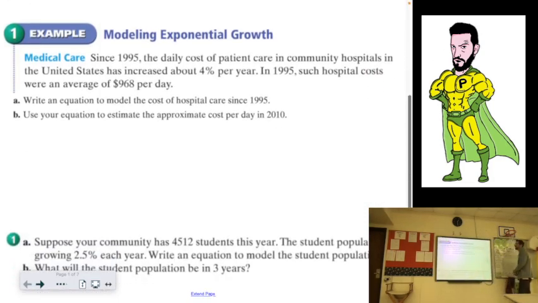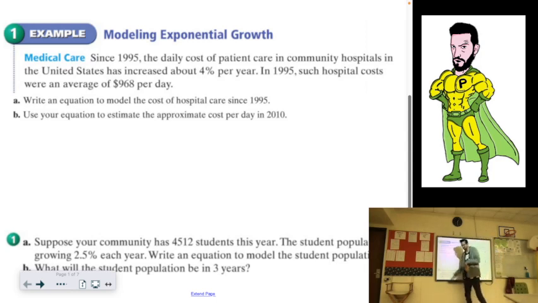Since 1995, the daily cost of patient care in community hospitals in the U.S. has increased about 4% per year. In 1995, such hospital costs were an average of $968 per day. We're going to write a formula for it, like a general equation, and then we're going to evaluate that equation for how many years have passed until 2010.